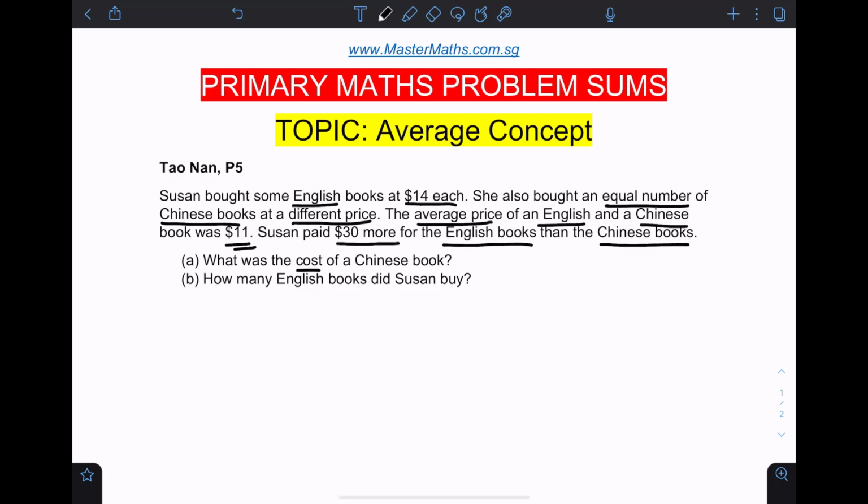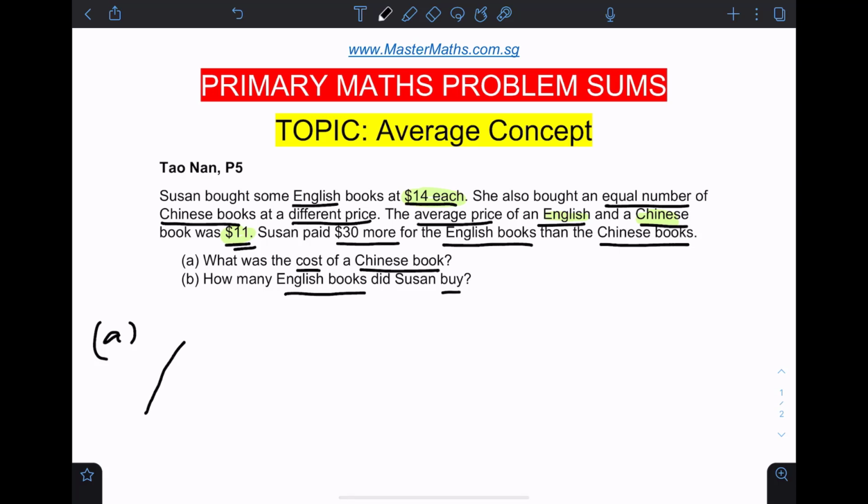Part A, what was the cost of the Chinese book? Part B, how many English books did Susan buy? Okay, so to do the part A, we need to use our average formula. We know that English books is $14 each. The average price of English and Chinese book was $11.